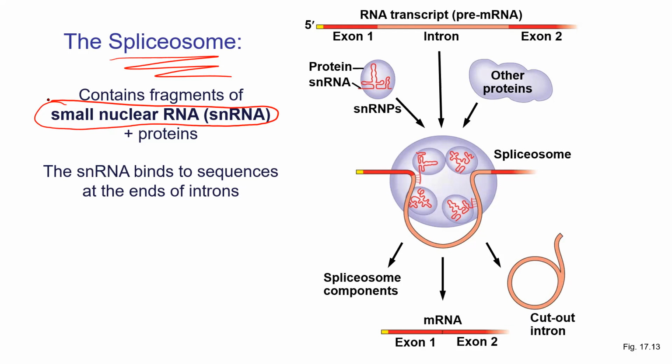So the small nuclear RNA, by the way, is involved in recognition of sequences. As you can imagine, it's nucleotide. It's also involved in the catalysis. It's also part of the active site of the enzyme.